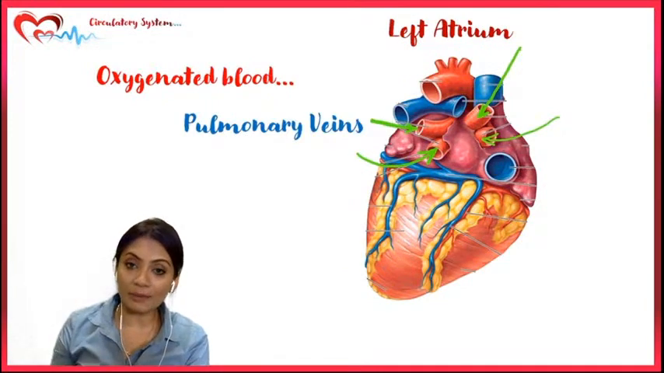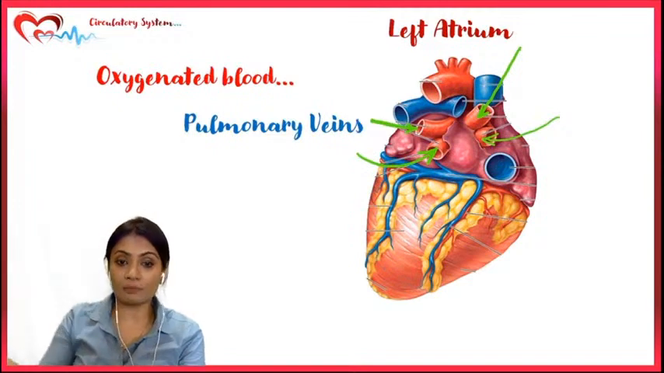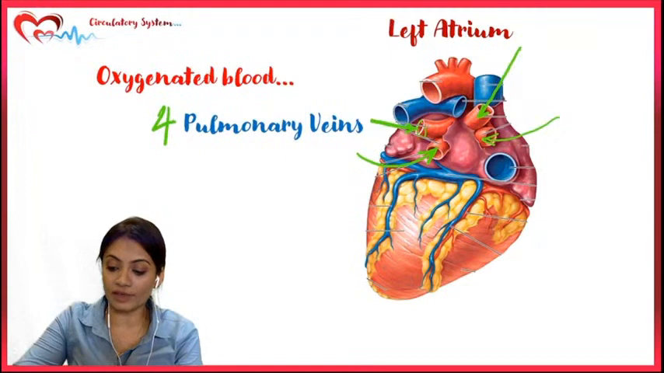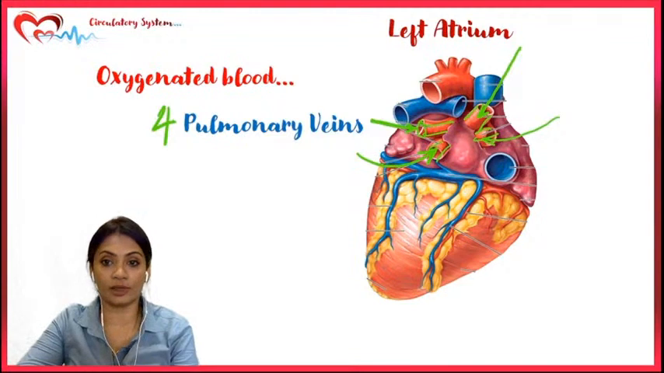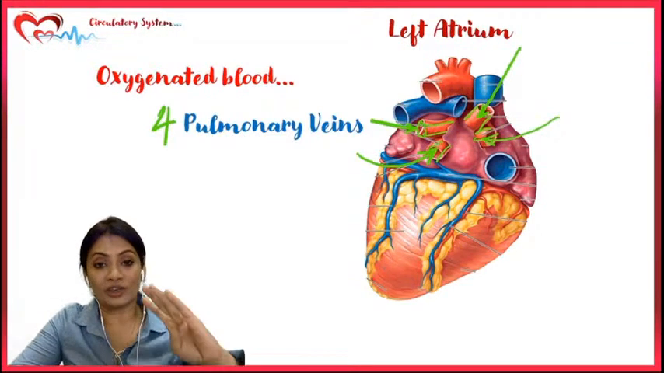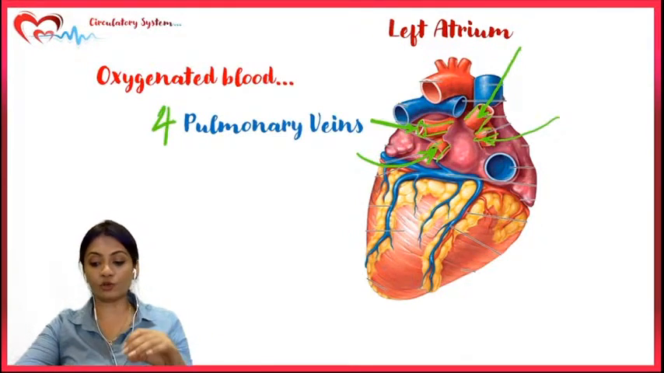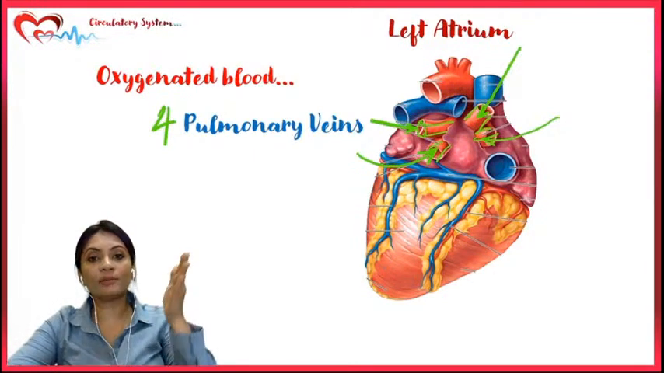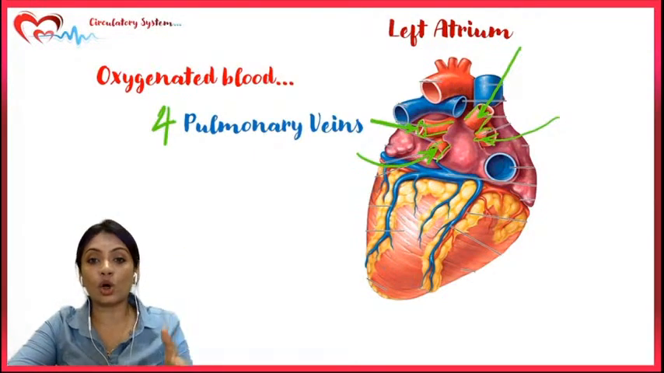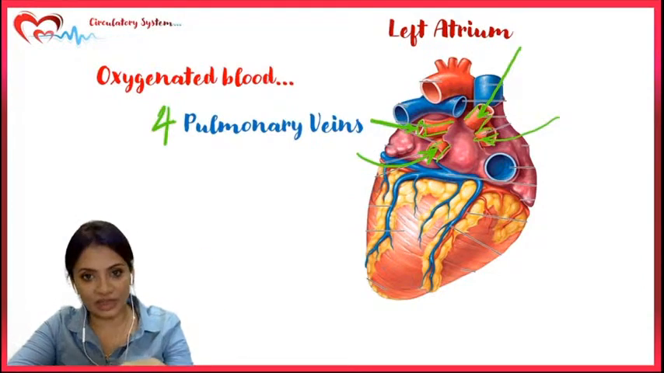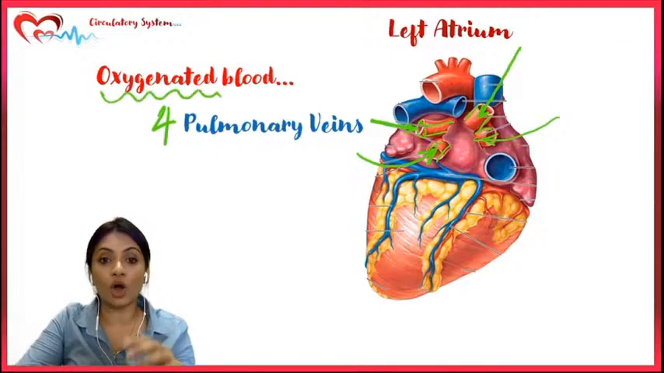And how is it coming from the lungs? It is coming through 4 pulmonary veins. These are those 4 pulmonary veins: one, this is the second one, this is the third one, and this is the fourth one. So there are 4 pulmonary veins responsible for carrying oxygenated blood from the lungs to the heart. This gives you a brief understanding that the right side of the heart deals with deoxygenated blood, and the left side of the heart deals with oxygenated blood.